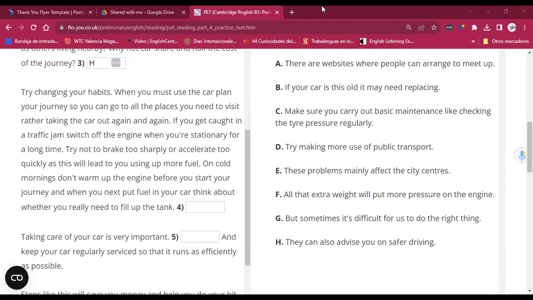So let's see. Ariana, which one do you think it is? H is taken. G is taken. D is taken. Okay, which one do you think it is? I think letter C. Okay, no problem. Letter C. Let's see which one gets the most, right? Letter C.